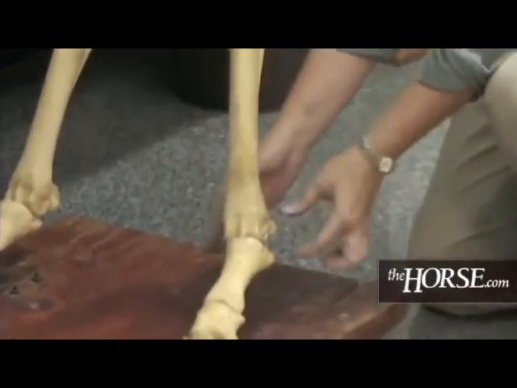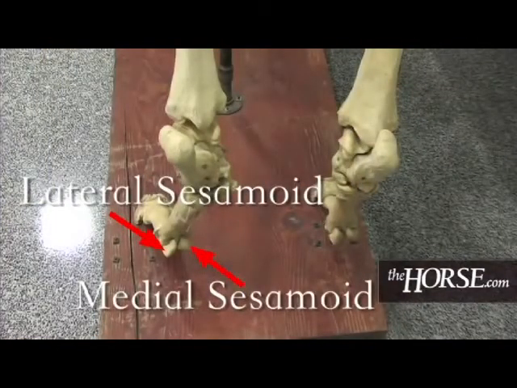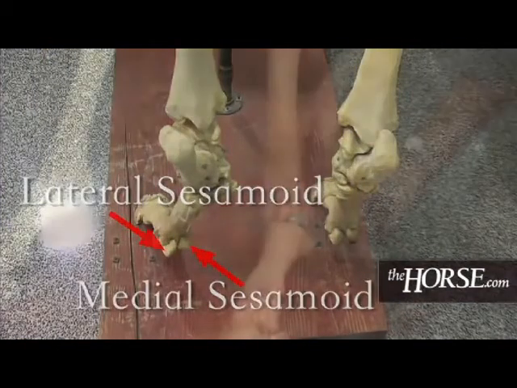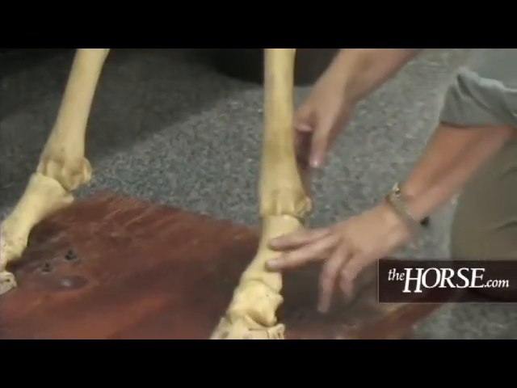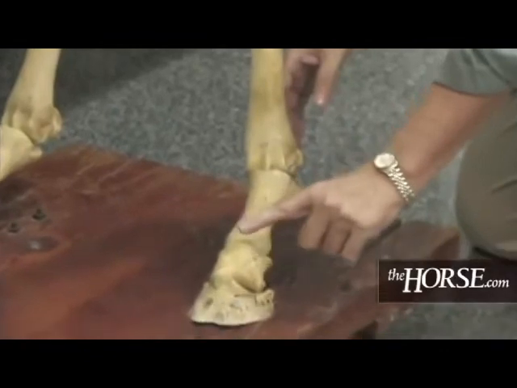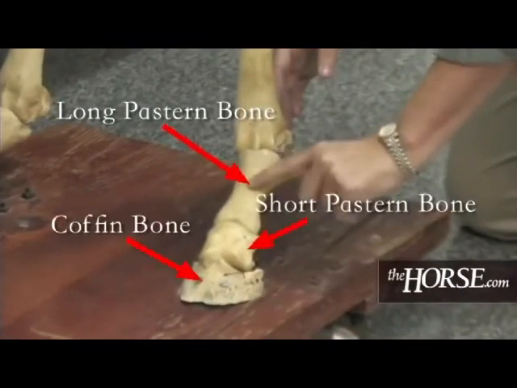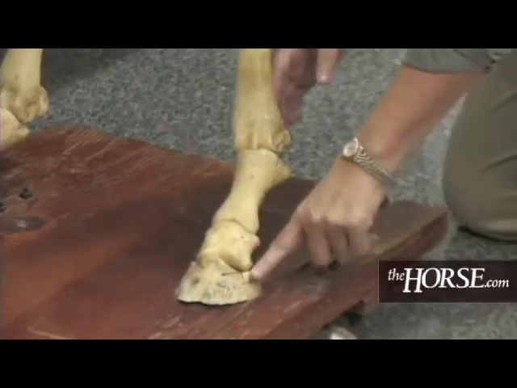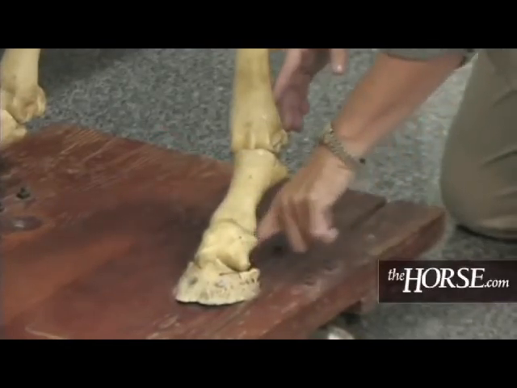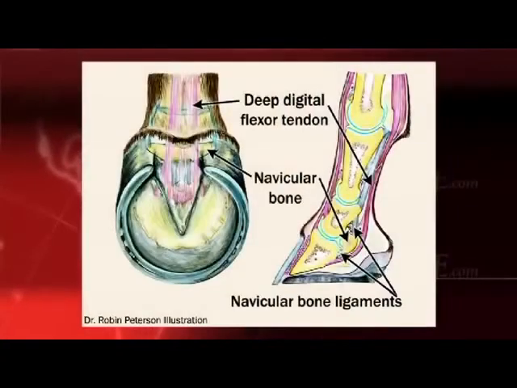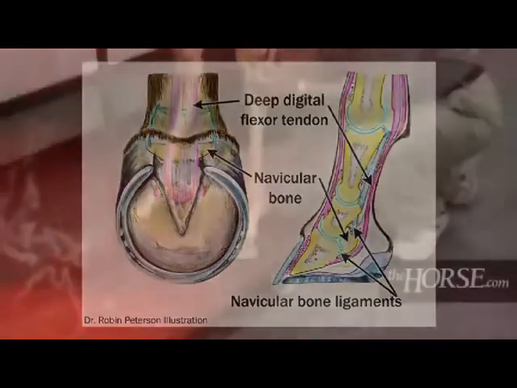Going farther down from here, we have the 2 sesamoids, the medial sesamoid, which is here, the lateral sesamoid, which is on the outside of the animal, which is here. And again, this is going to look real familiar, the long pastern bone, the short pastern bone, and the coffin bone, or the first, second, and third phalanx, just like in the front limb of the horse. And again, we have the navicular bone, which is just caudal to the coffin bone. So this is the general anatomy of the hind limb of the horse.